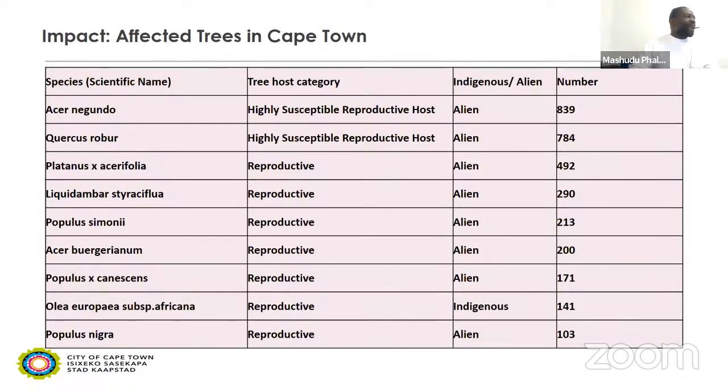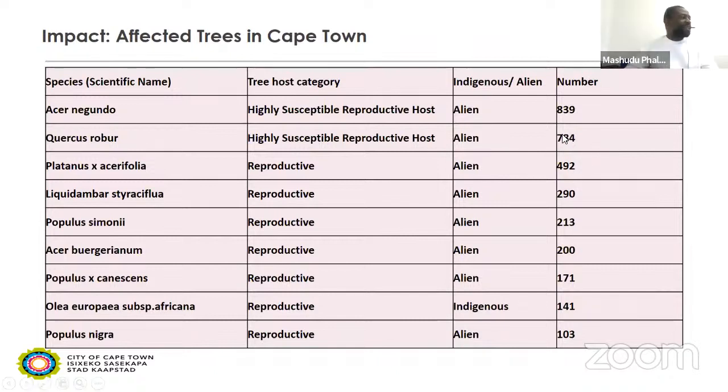And then in the city of Cape Town, what we've done is identify the top 9 most affected tree species. To date, we have over 4,000 individual trees that we have found to be attacked or affected by the polyphagous shot-hole borer. And this is the top 9. Your Acer negundo, which is an exotic, has over 800 individuals of this species attacked.